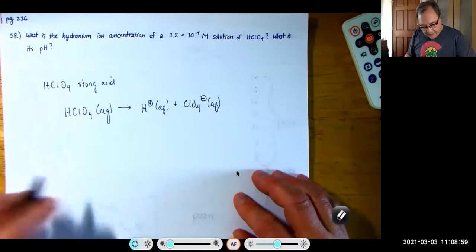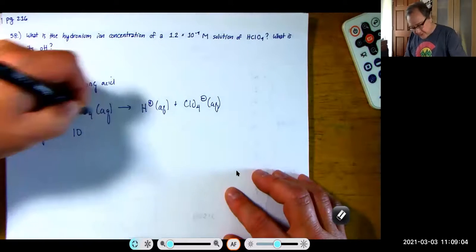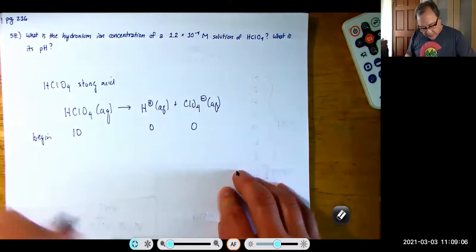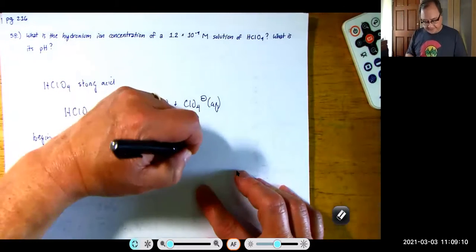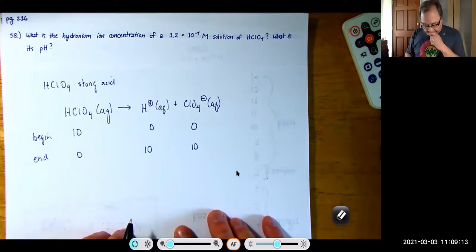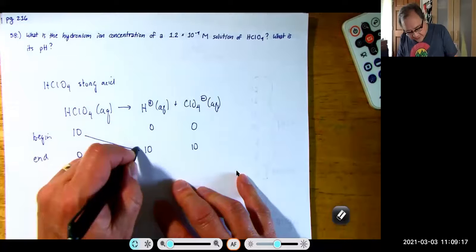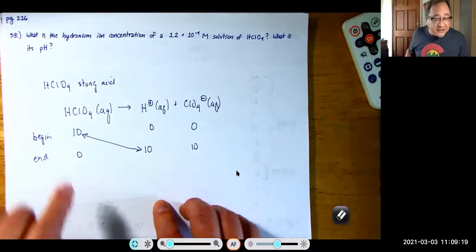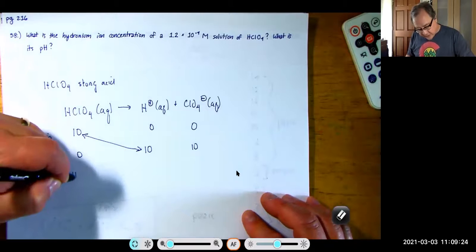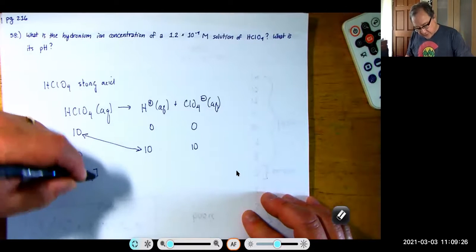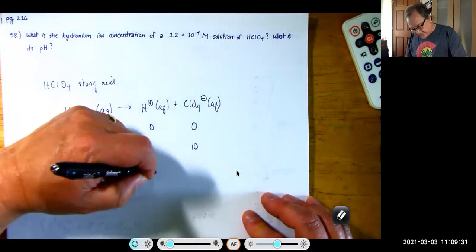And so if we begin with 10 of these and 0 of these and 0 of these, you will end with 0 of these, 10 of these, and 10 of these. Okay? The important thing here is that if you look at how much H plus you end up with, it's the same as the acid that you started with. So we would say that the acid concentration is equal to the H plus concentration for a strong acid.